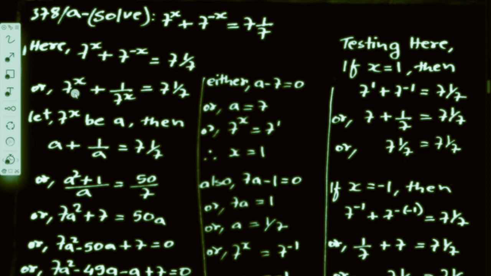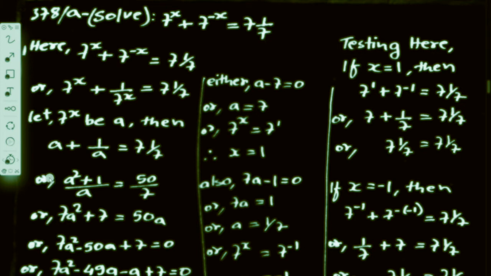Or 7 power x plus 1, now 7 power minus x means 1 by 7 power x equal 7, 1 by 7. Now, to make our calculation easy, we have to replace 7 power x as a. Let 7 power x be a. Then, in every place here, 7 power x should be replaced with a. Now, 1 by 7 power x means 1 by a equal 7, 1 by 7.